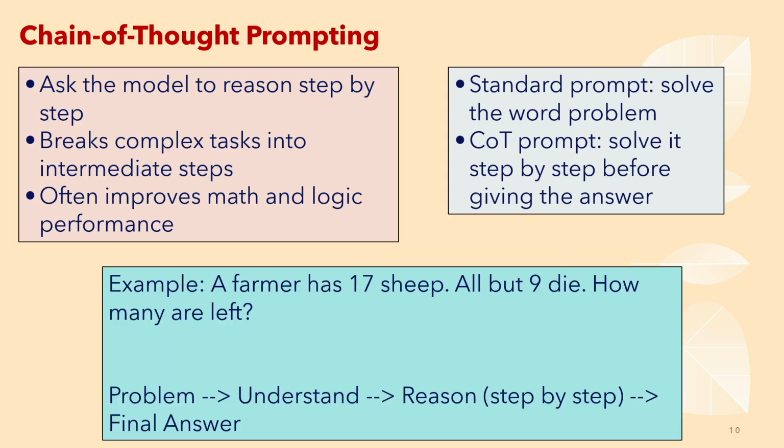An example here is: a farmer has 17 sheep, all but 9 die, how many are left? So, the LLM should go inside and see that it is 17 minus 9, calculate, and then give back the correct answer in steps. That is what is expected from the LLM. So, this type of example is called chain of thought prompting.